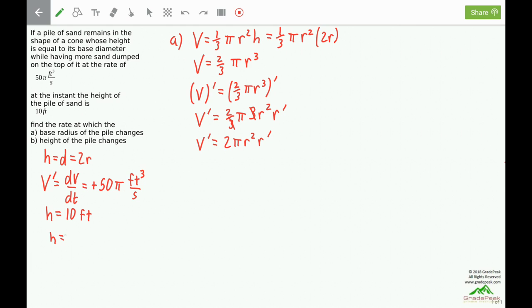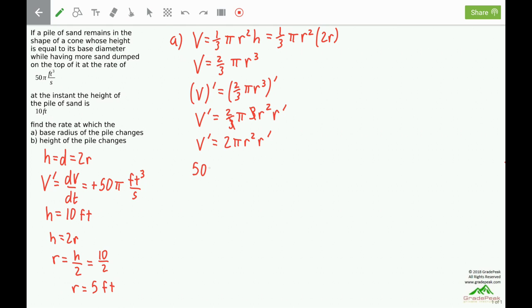So h equals 2r. r, if we divide both sides by 2, will be h divided by 2. h is 10 divided by 2, and 10 divided by 2 is 5. r will be measured in the same units as height. It will be 5 feet. We now have all the numbers we can plug in.